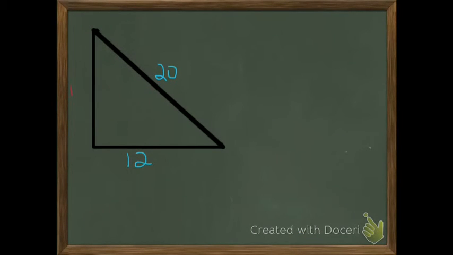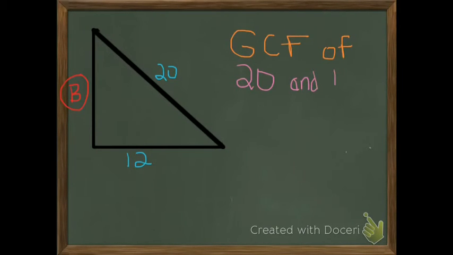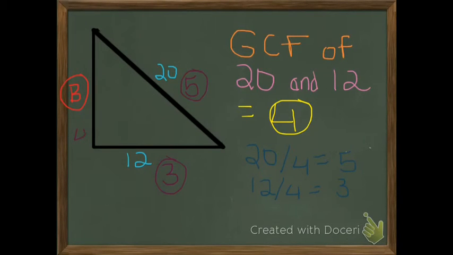So suppose you have a question like this and you need to find b. The first thing you would do is find the GCF of 20 and 12, which is 4. So then you would divide 20 and 12 by 4. So 12 divided by 4 is 3, and 20 divided by 4 is 5. And then you realize it's a 3, 4, 5 triangle. After that you would multiply 4 times 4 because the GCF is 4. And you get 16, so b is 16.